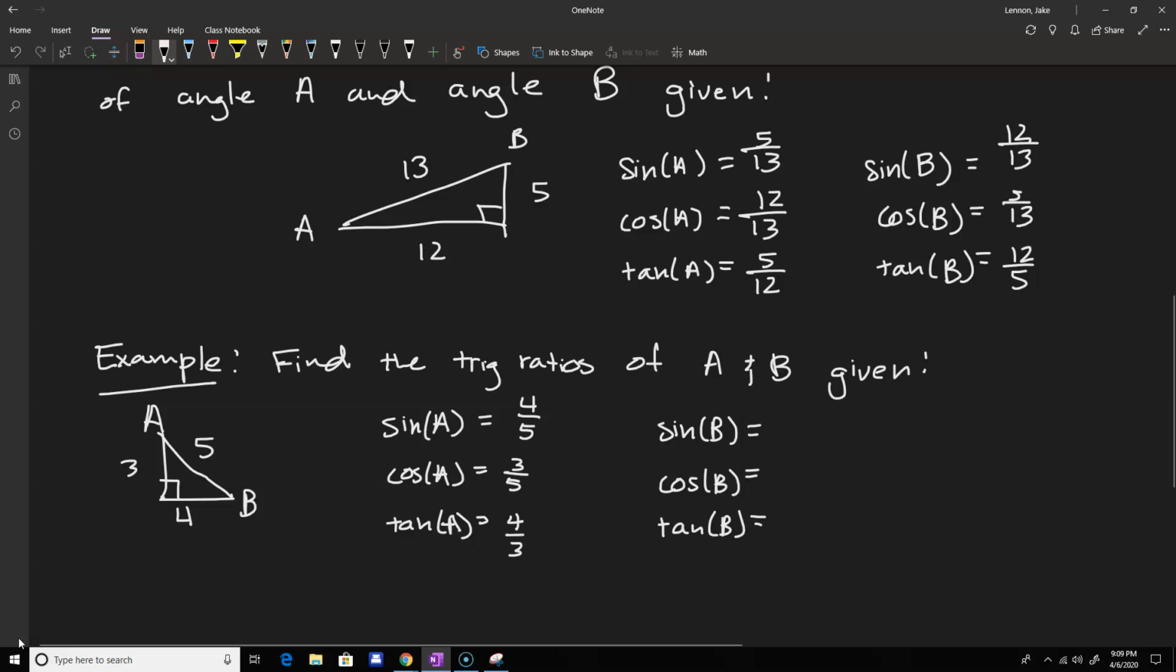Similarly, if we go to B, from B, the opposite side is 3 and the adjacent side is 4. So once you've identified those things, the ratio should be no problem. So the sine becomes 3 over 5, the cosine becomes 4 over 5, and the tangent now becomes 3 over 4. So those are the trig ratios there.